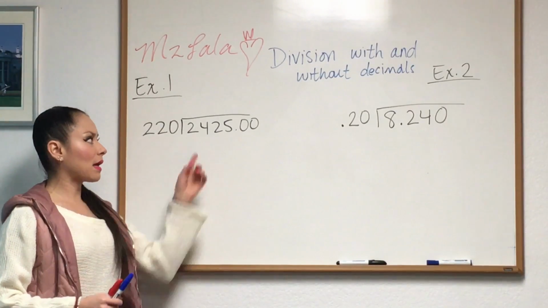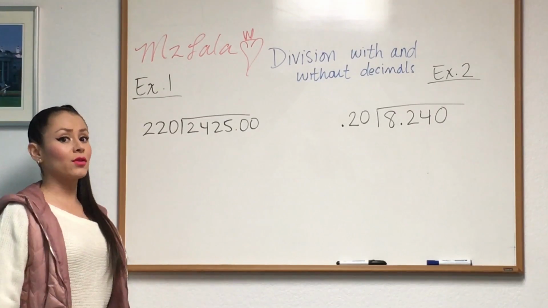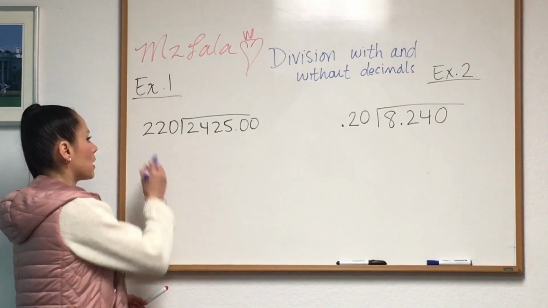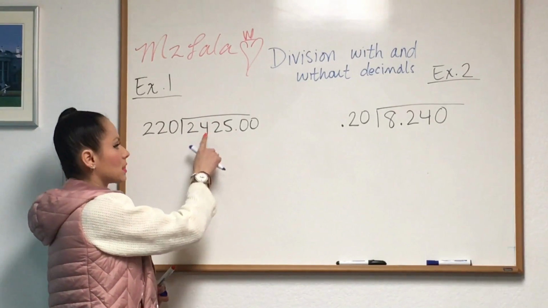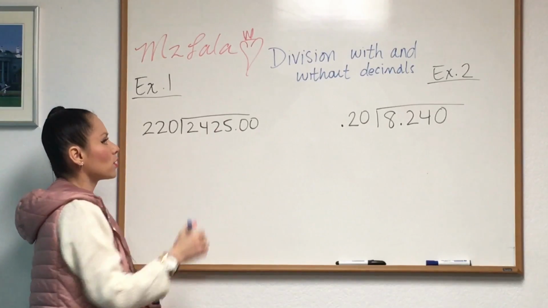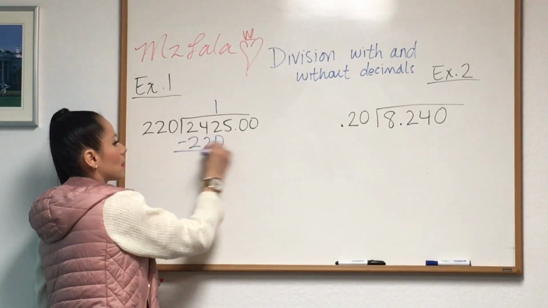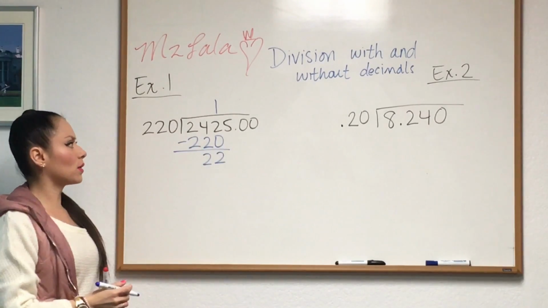On the first one, if you have a decimal inside your division box, that's fine. You can follow and continue as a normal division problem. So if we have 220, obviously it's not going to fit into 2, it's not going to fit into 4, it's going to fit into 242 one time. So that would be 220 that we need to subtract from 242, and that will be 22 left over.